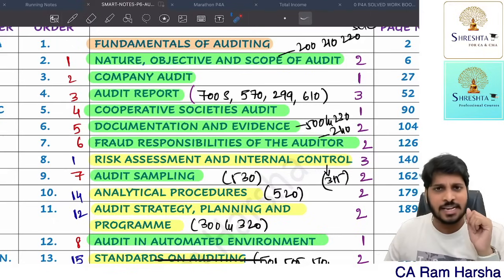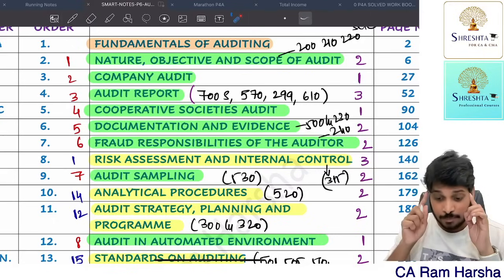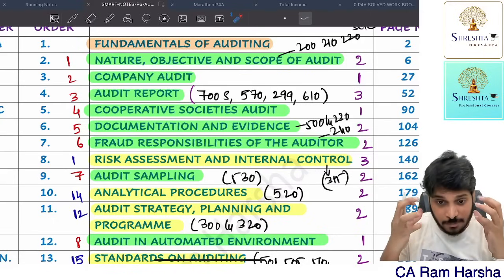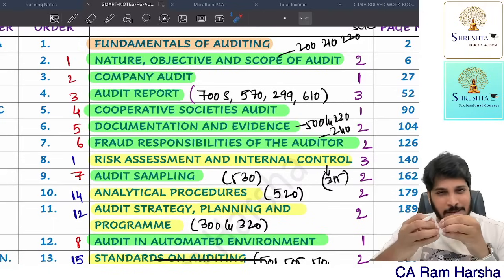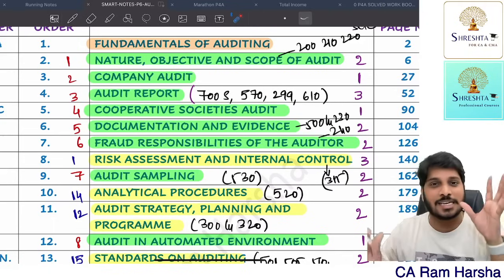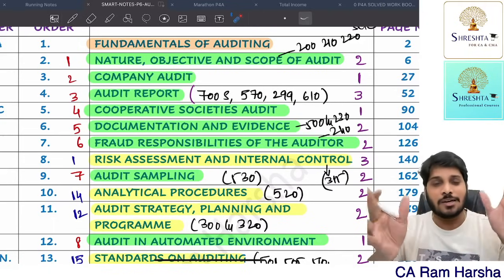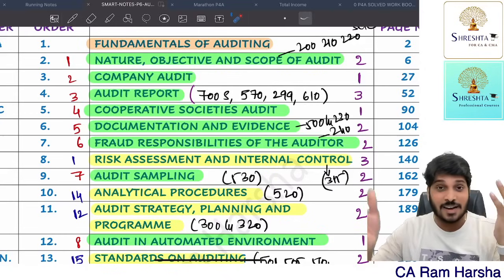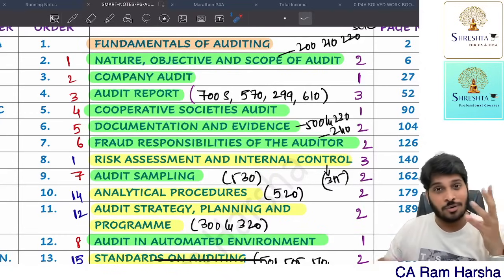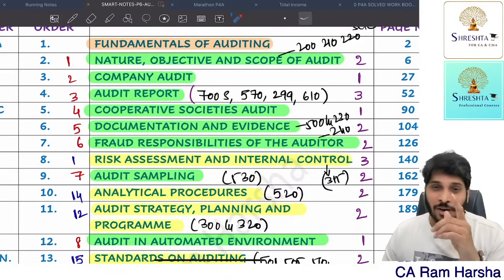One example I'll tell you. When you're reading now in these 2 days, observe all this and keep in mind all these principles. Suppose when you're reading company audit, a very simple, classic example which you can easily understand. Some question they'll give you: the auditor is having shares in the company. So is he qualified or disqualified? How will you write?